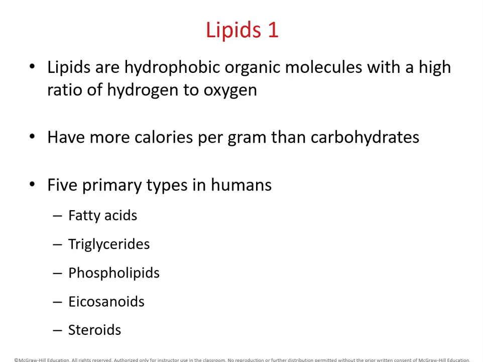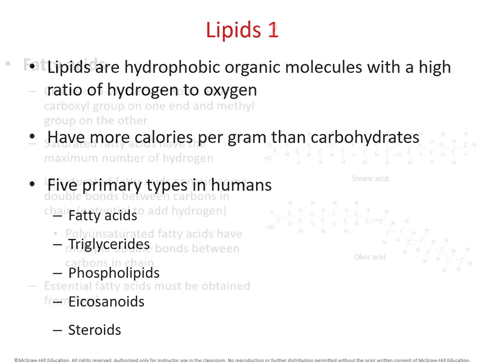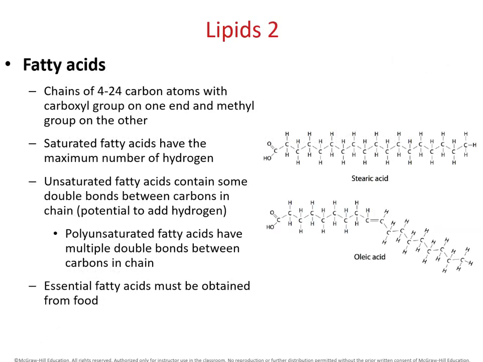If I eat 1 gram of carbohydrates, I get 4 calories of energy from it. If I eat 1 gram of lipids, I get 9 calories of energy. So lipids have a much higher calorie content per gram than carbohydrates or proteins. And we have 5 types of lipids that we're going to be talking through in that order today. So let's start with fatty acids.